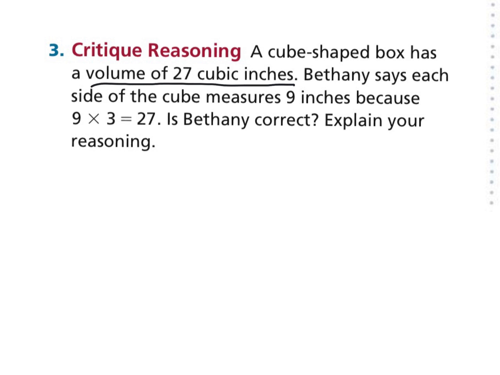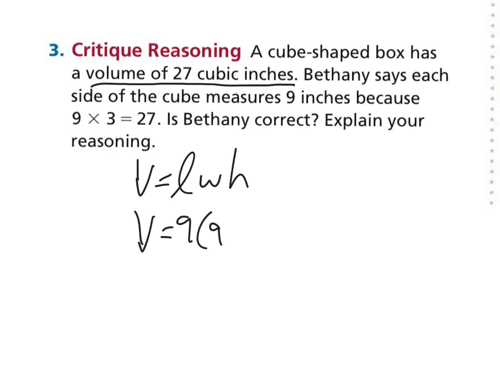So actually for volume, we've got a length, width, and height we're multiplying together. If each side were 9, we would be doing 9 times 9 times 9. And that's not going to be 27. 9 times 9 is already 81, so that's already way too much.